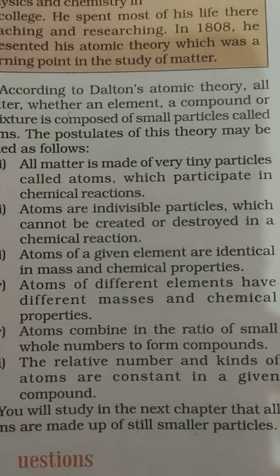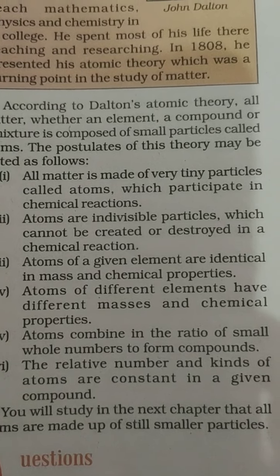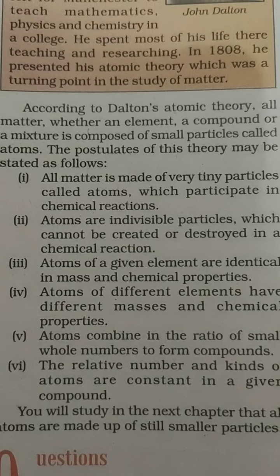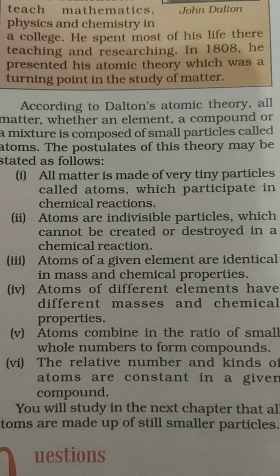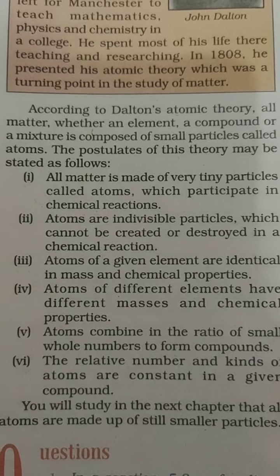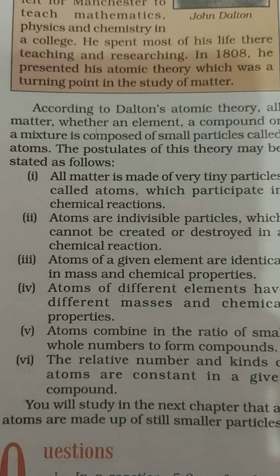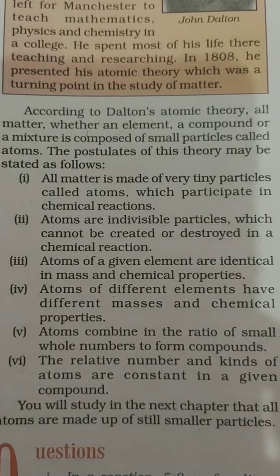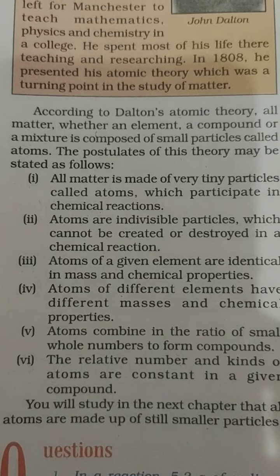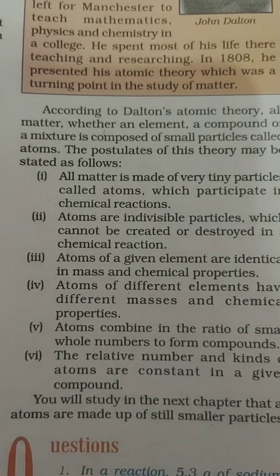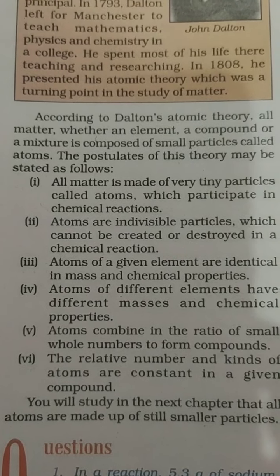Then he said that atoms of different elements always have different masses. But again, this also does not hold true. That means two different elements can have the same masses, as in the case of argon and calcium. They both have a different atomic number, but they have the same mass number, so they are called isobars.